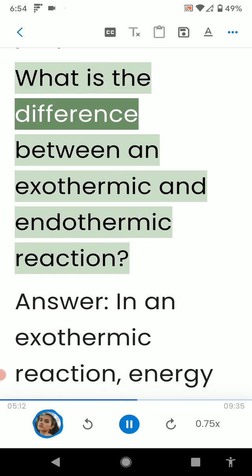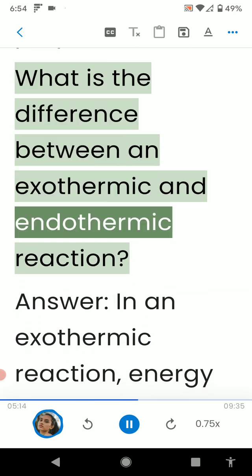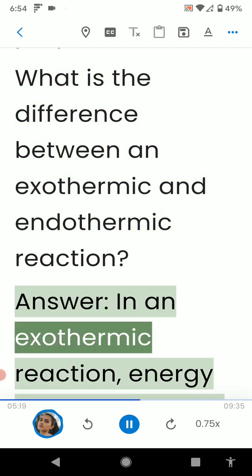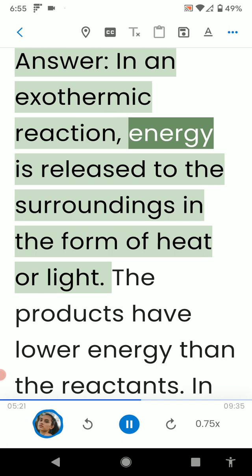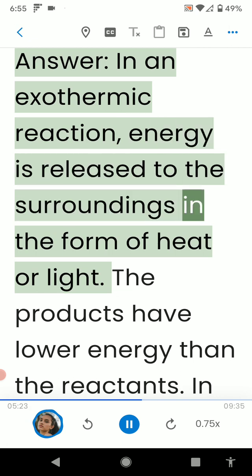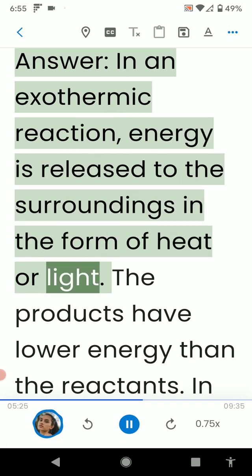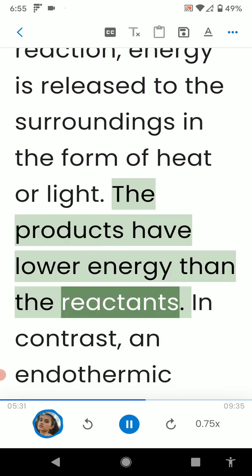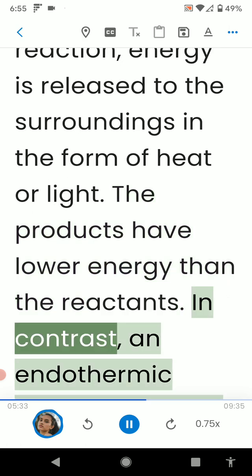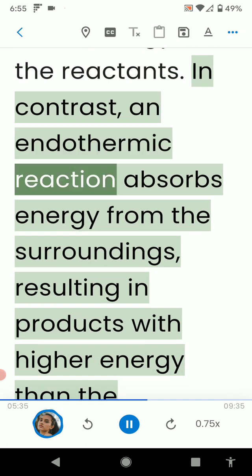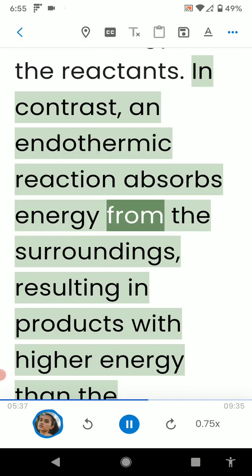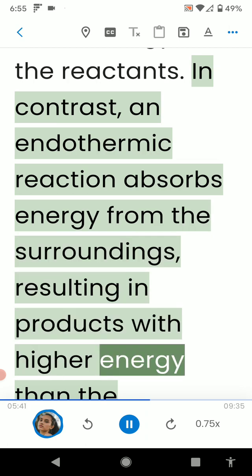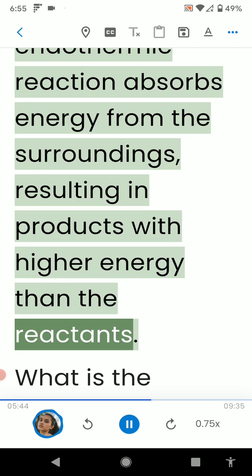What is the difference between an exothermic and endothermic reaction? Answer: in an exothermic reaction, energy is released to the surroundings in the form of heat or light. The products have lower energy than the reactants. In contrast, an endothermic reaction absorbs energy from the surroundings, resulting in products with higher energy than the reactants.